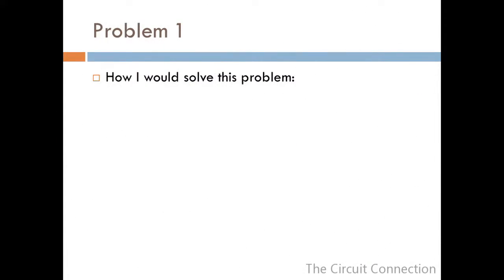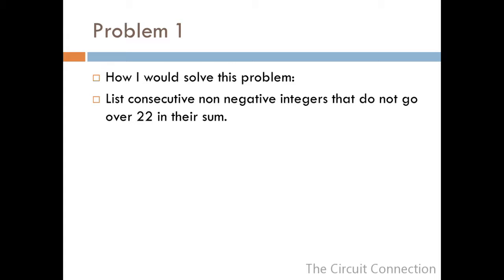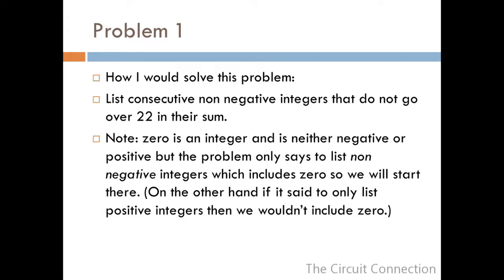How would I solve this problem? Well, I would list the consecutive non-negative integers that do not go over 22 in their sum. One critical note is that 0 is an integer and is neither negative nor positive, but the problem only says to list non-negative integers, which includes 0, so we will start there. On the other hand, if it said to only list positive integers, then we wouldn't include 0.